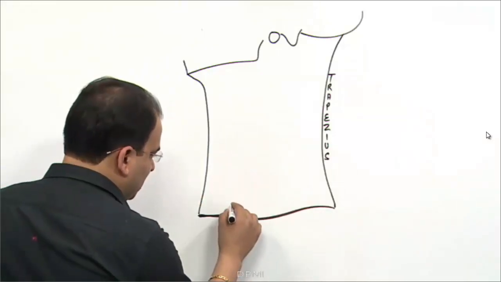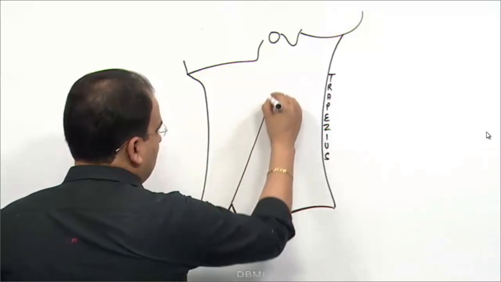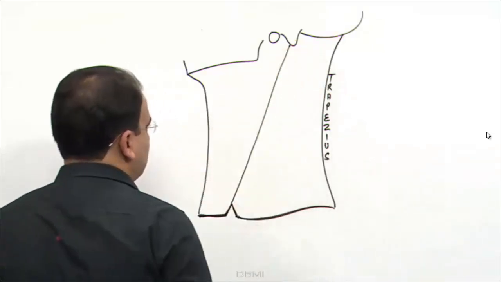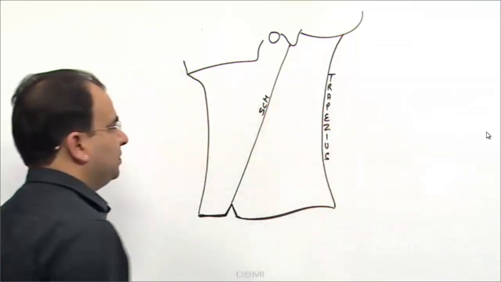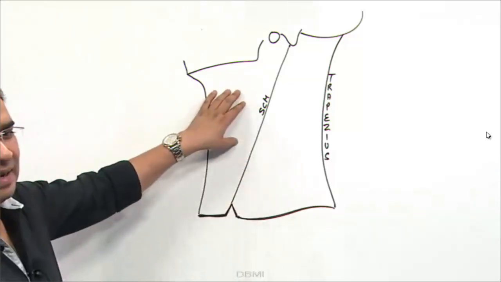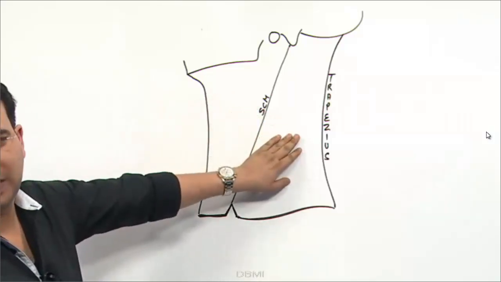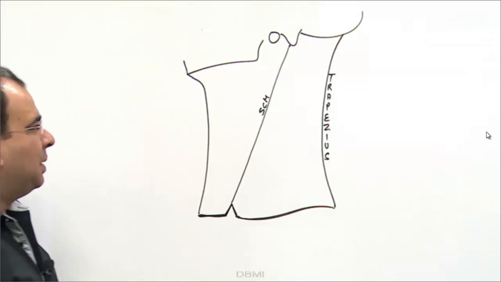Sternocleido, this is from the sternum and clavicle, sternocleidomastoid. So this muscle here is sternocleidomastoid. Because of the sternocleidomastoid, the triangles of the neck are now divided into two parts. This is the anterior triangle, and there we have the posterior triangle. Now the anterior and posterior triangles are further subdivided by certain muscles.